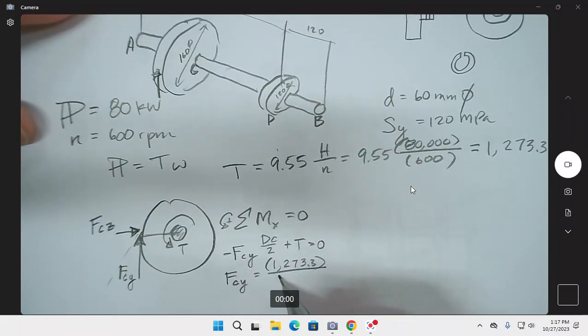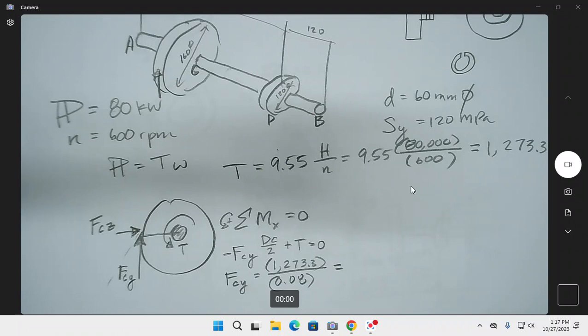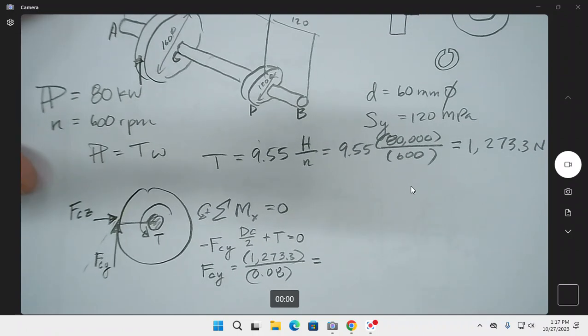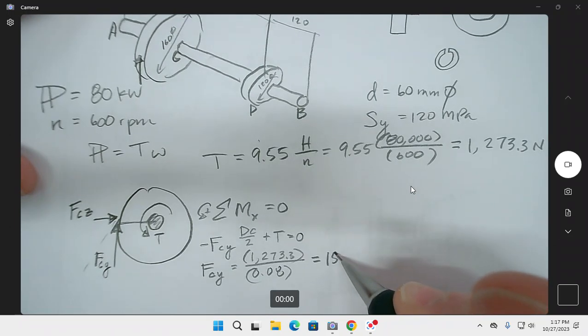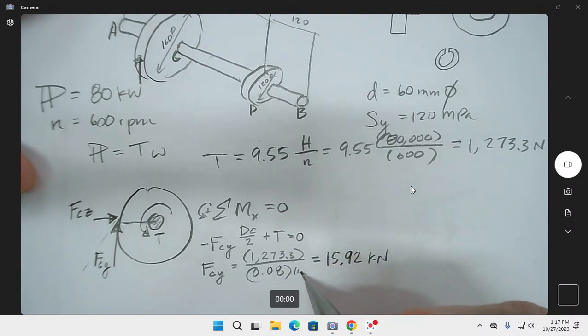So 0.08. I think that's correct. Right, that's 80 millimeters in meters. So 0.08 divided. And we're going to get, I'm going to keep it in newtons. Maybe I'll go kilonewtons. Let's see. 15.92 kilonewtons. So I'm dividing by 1,000.